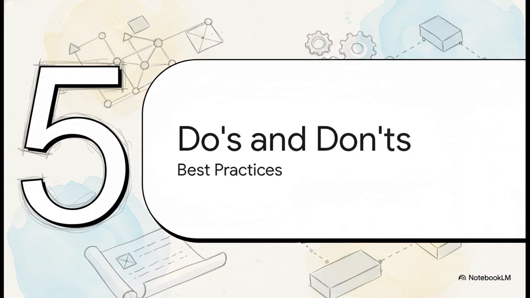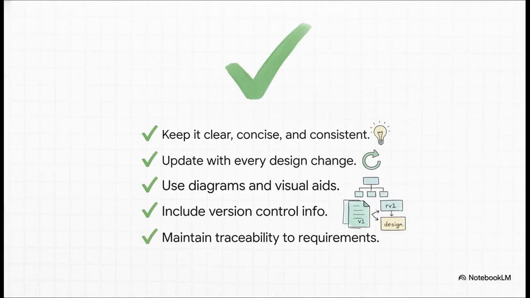So we've covered the what, the why, and the how. To wrap this all up, let's talk about the simple do's and don'ts. These are the habits that separate a useful, living document that your whole team relies on from a useless file that just gets lost in some forgotten folder. Here are the do's. Simple. Keep it clear and concise. Use diagrams. A good picture is worth 1,000 lines of technical text.